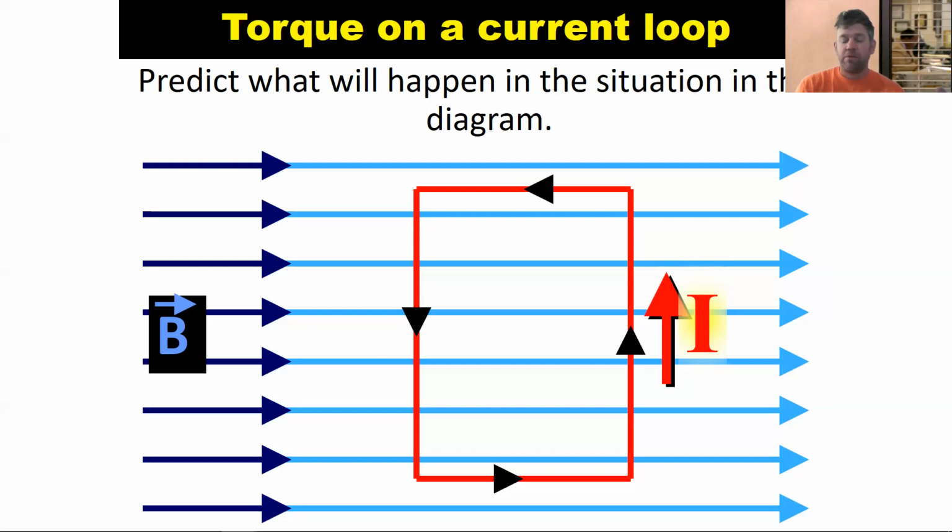So across the top, there is no force. Across the right side, it's into the page. All right. So we look at the left side now. Left side, we see the arrows going down. That means my thumb has to go down.